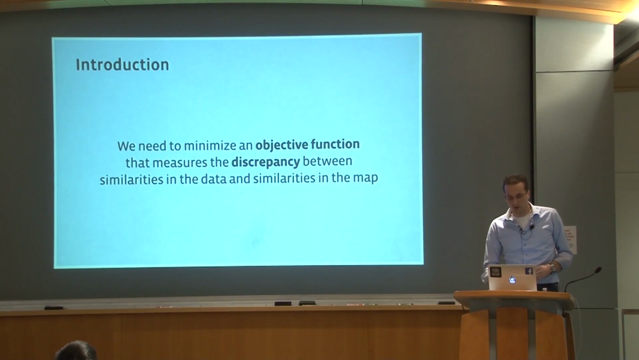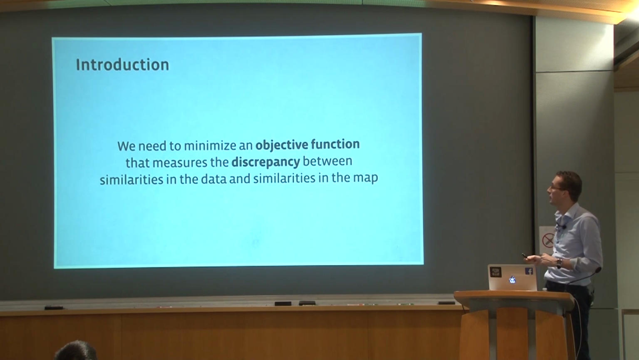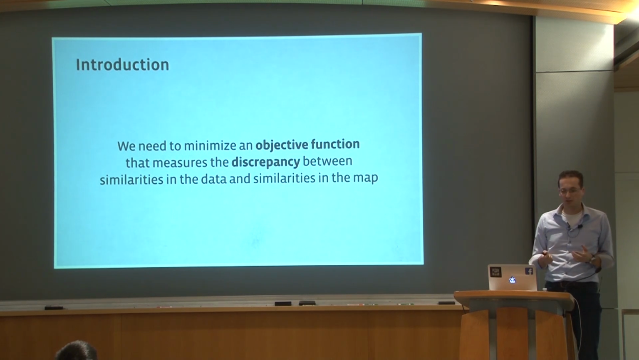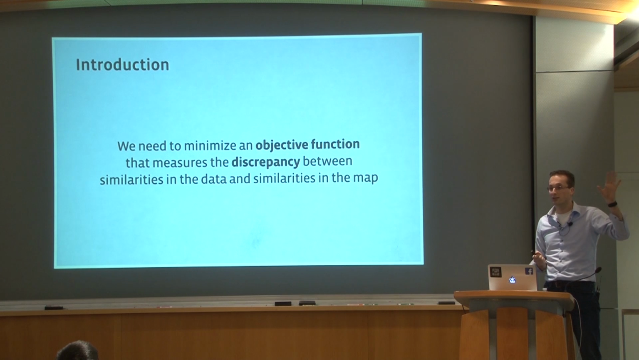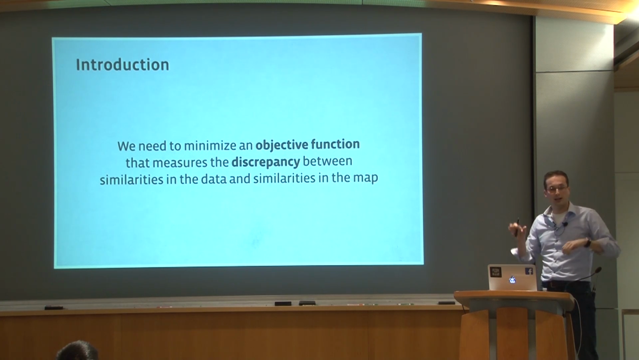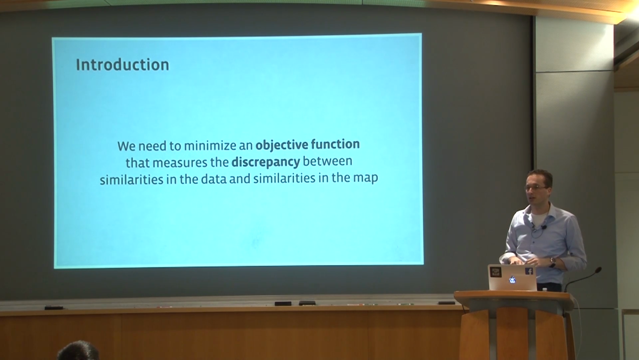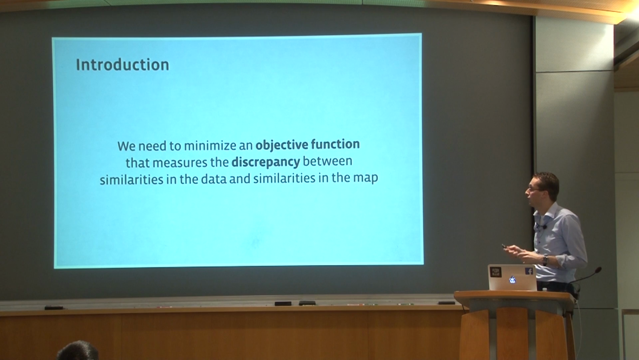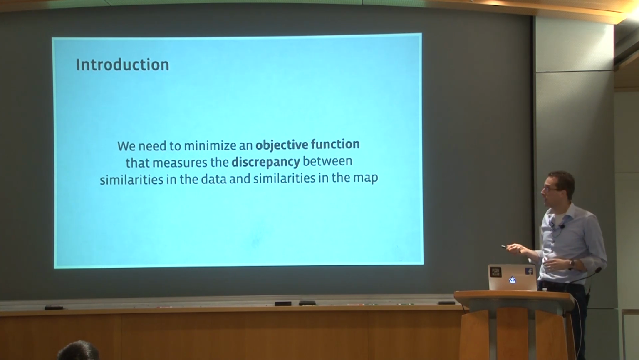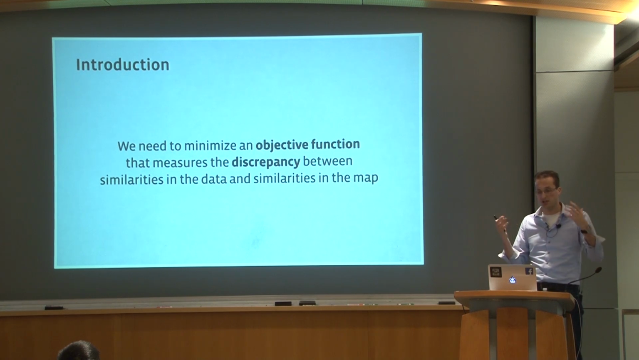Well, we need some sort of objective function that basically measures the discrepancy between, on the one hand, the similarities in the original data, and on the other hand, the distances or the similarities in the map, right? And so what we're going to try and do is develop objective functions that measure this discrepancy.